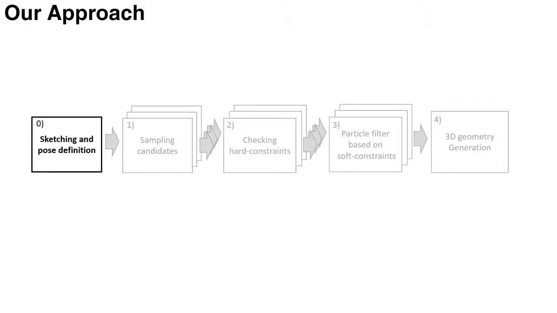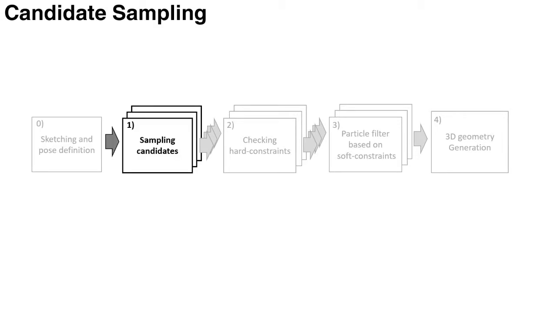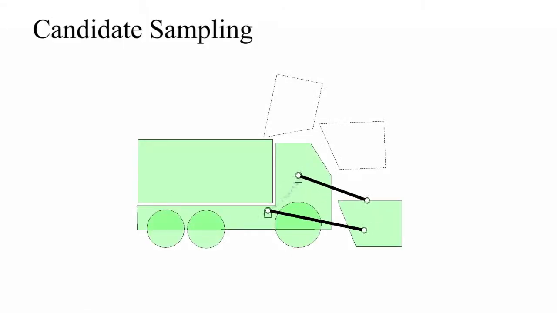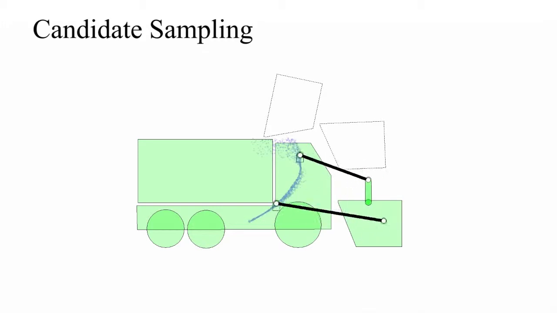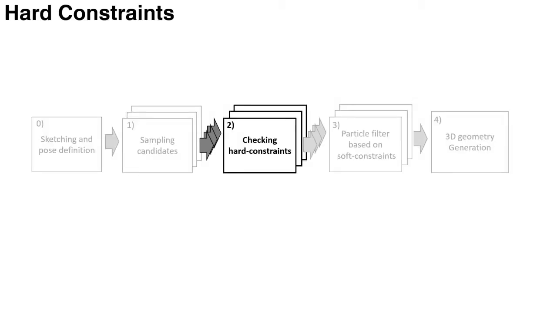Given an input pose definition, our approach starts with sampling candidate linkage mechanisms. First, we add random perturbations to the input poses to allow the system to explore a wider solution space. We generate random pairs of rigid links to form candidate linkages. However, the generated linkage may suffer from various defects, which we detect in the next step.